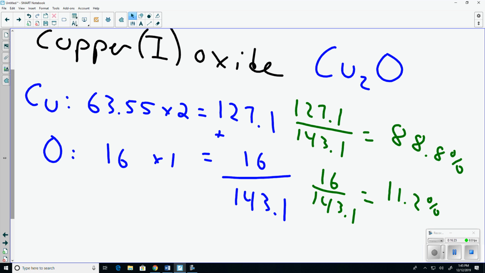There's a reason why I didn't think we needed to spend a lot of time on percent composition. This is basically all it is. Heck, I could do this with lab data. I could say a certain compound took 5 grams of copper and 6 grams of oxygen to combine. What's the percent of each element? Then you could take 5 divided by 11 and 6 divided by 11 to figure out the percent. But if we're just giving you the formula, that's what we would do.